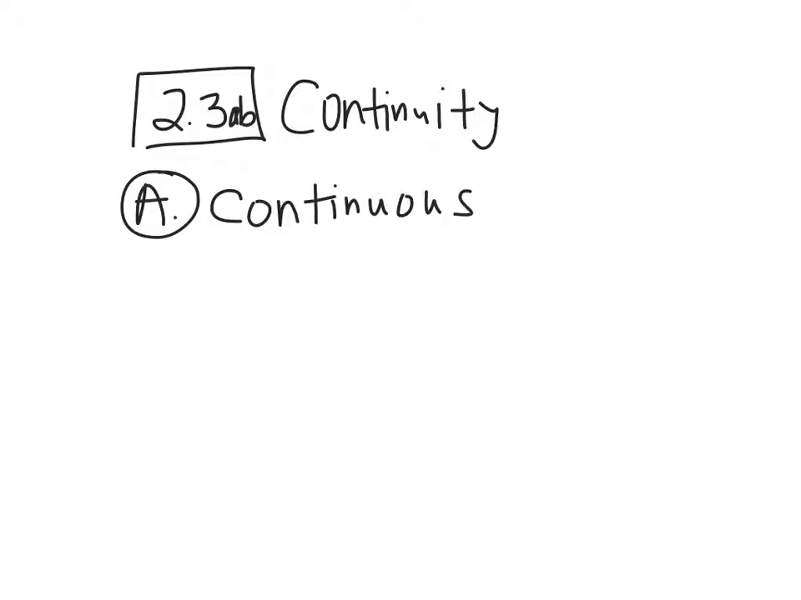Okay, continuous functions. We talked about this before, and basically there's a definition that says it's a function whose outputs vary continuously with the inputs. It's very crazy, but the way that you want to think of it is this.